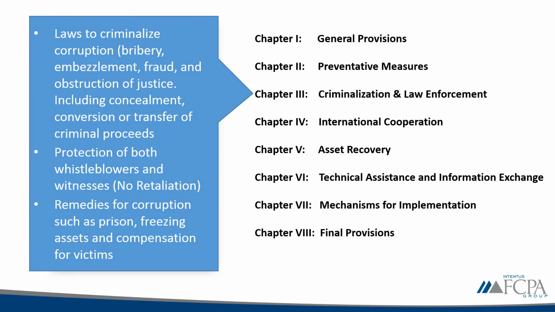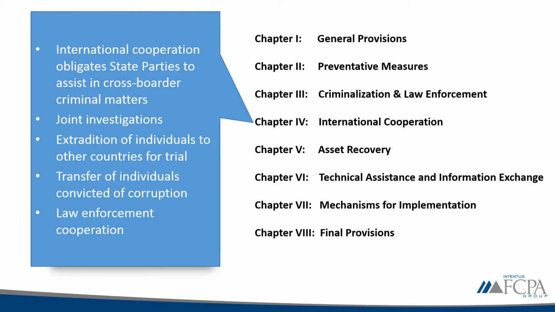Chapter 3 covers criminalization and law enforcement. State parties are required to implement laws to criminalize corruption, including the concealment, conversion, and transfer of criminal proceeds to other countries, and the protection of both whistleblowers and witnesses. This is important because it criminalizes any retaliation against whistleblowers and witnesses, and provides remedies for corruption.